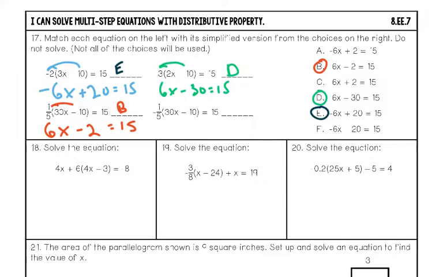And then for the last one, I am going to take this negative 1/5 times each of these terms, and I'm going to end up with negative 6x, and I'm going to end up with a positive 2. So it's the same thing as this one, the signs are just different. So please make sure you watch your signs. If you look over to the right, this is the same thing as A. So you'd write A here, and you can see that the answer choices not being used are C and F.